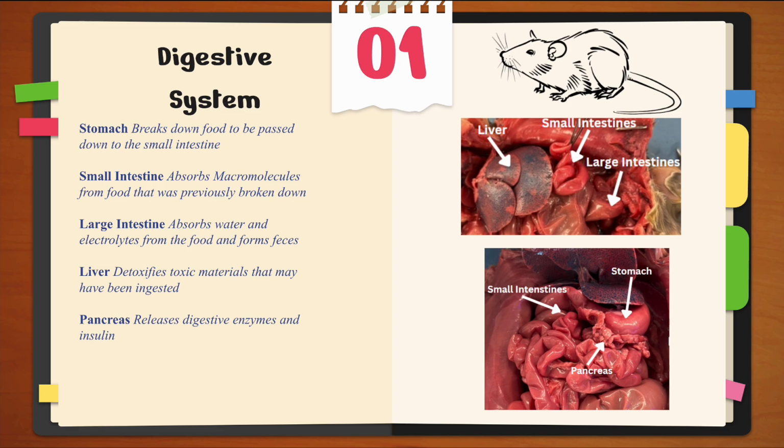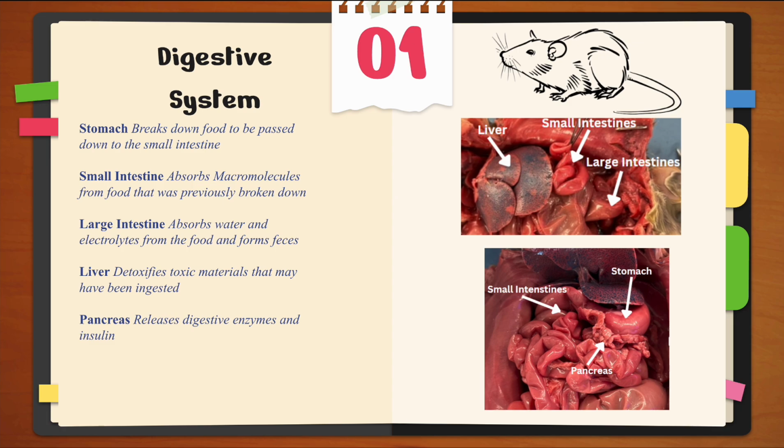The small intestine is the primary site of nutrient absorption. It specifically targets macromolecules like carbohydrates, proteins, and fats. Next, we have the large intestine. The large intestine mainly absorbs water and electrolytes from the remaining undigested food. From there, we have the liver. The liver detoxifies harmful substances that may have been ingested. It also produces bile, which helps in fat digestion.